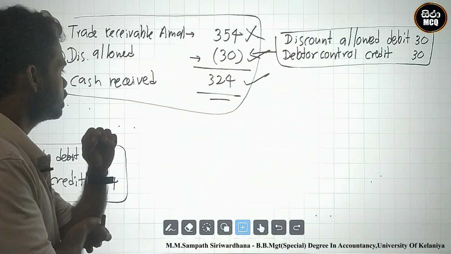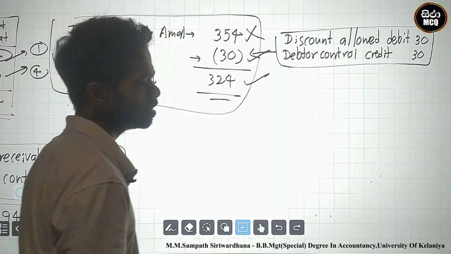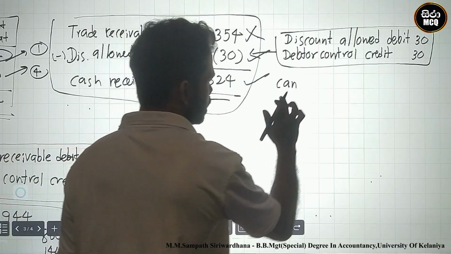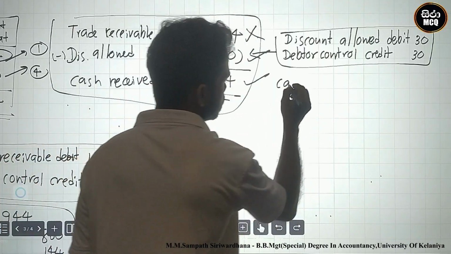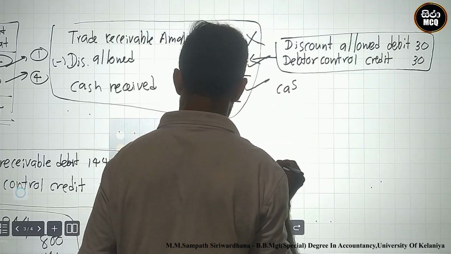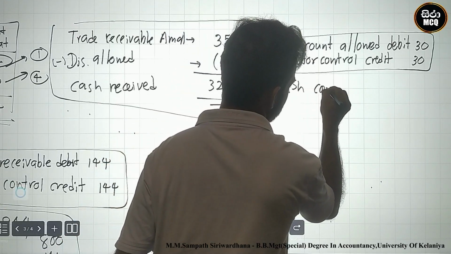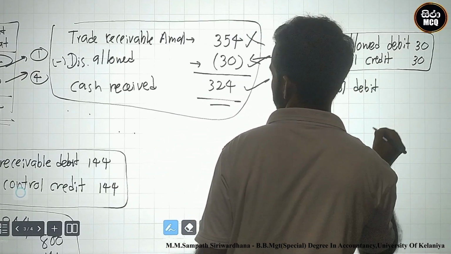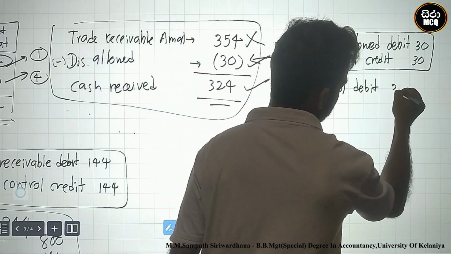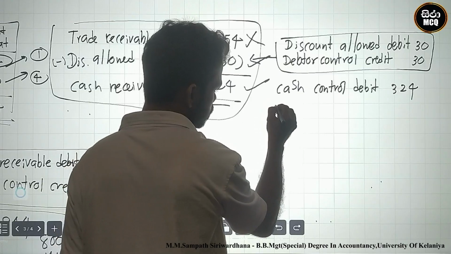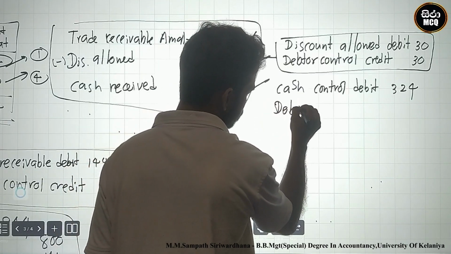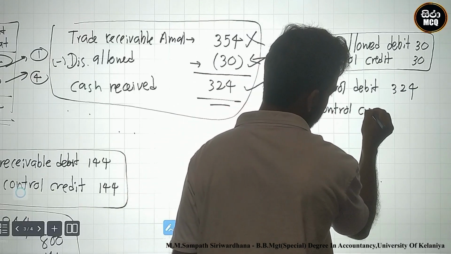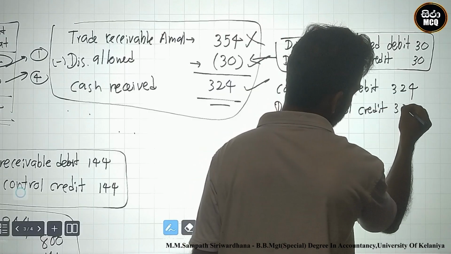After that we collect the cash received: cash control debit 324, credit to debtor control 324.